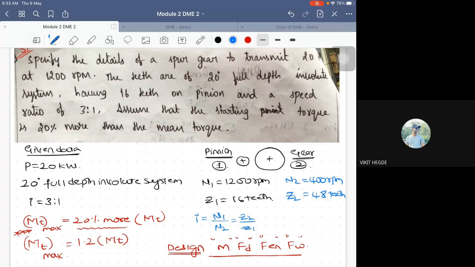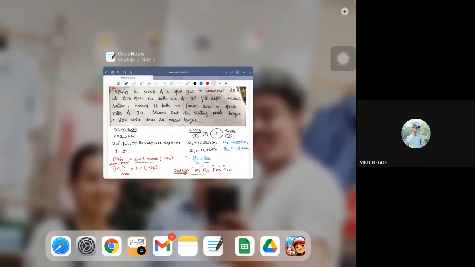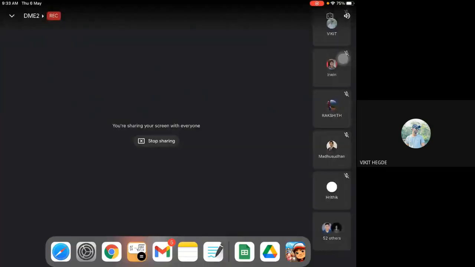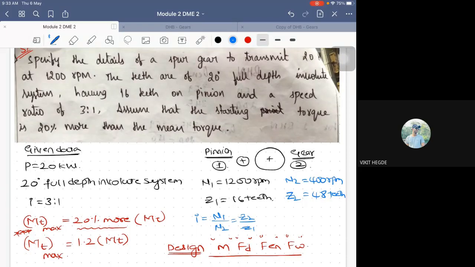Guys, am I audible? Yes, sir. Have you identified the weaker part? Which one is the weaker part then? Arvin, what is the weaker part? Whether it is gear or pinion?